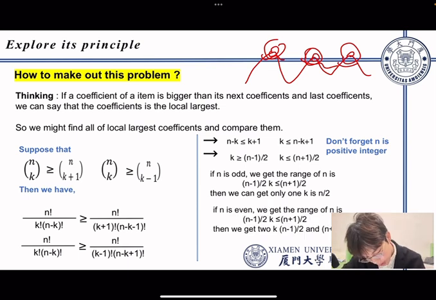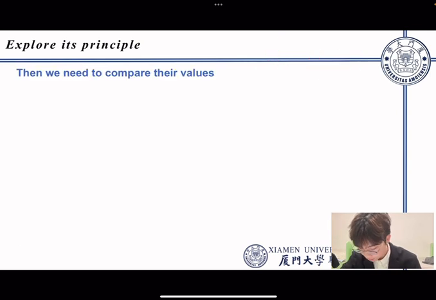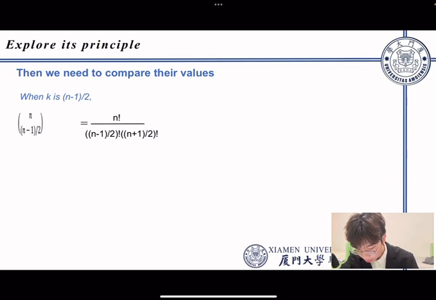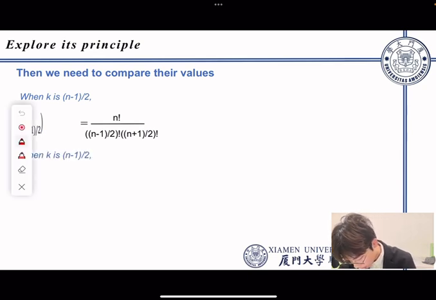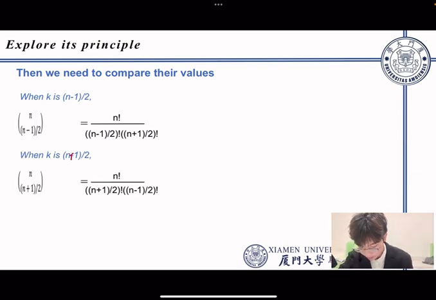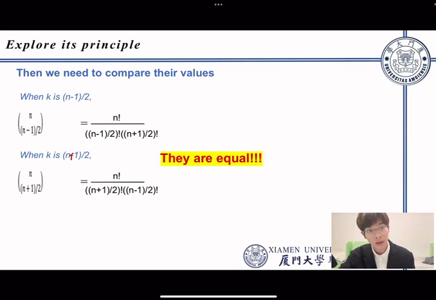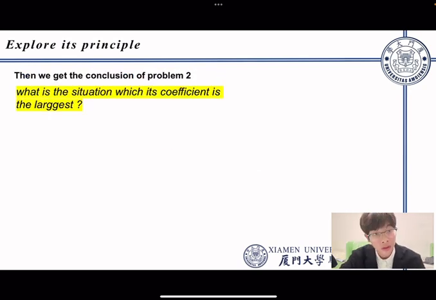But if n is even, we can get two k. The first is k equal to n minus 1 over 2, the other is n plus 1 over 2. So now we need to compare them. When k is n minus 1 over 2, we get this formula. When k is, sorry, here is a fault. When k is n plus 1 over 2, we get this formula. We discover that they are equal. Wow. So we get the conclusion.